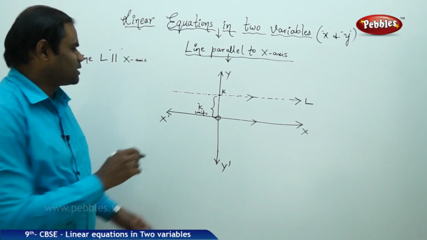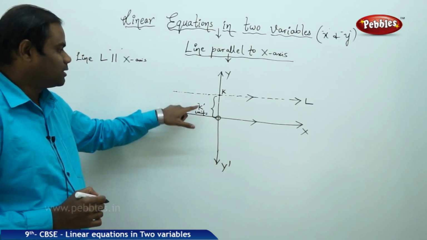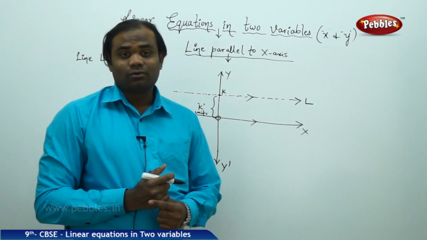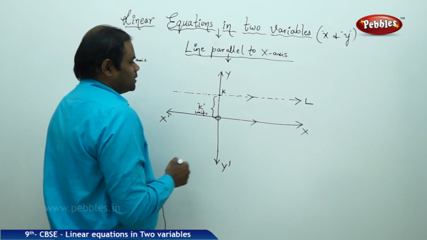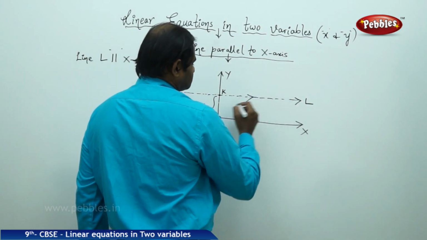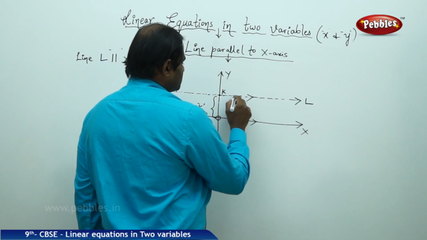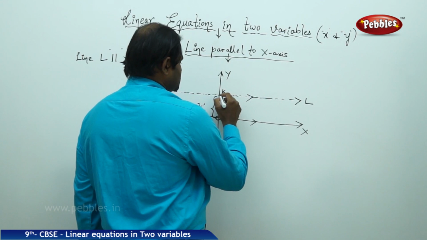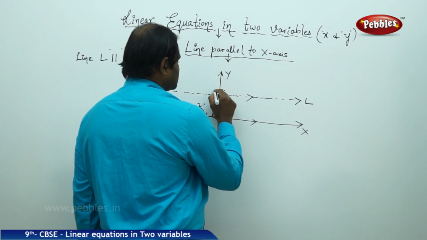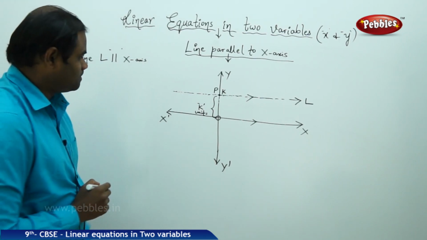This is how I understand the distance of the line from the x-axis to be k units. Now let's see what would be the equation of the line. Let me just take any point randomly out here. Say, for example, I take the point P which cuts the y-axis.